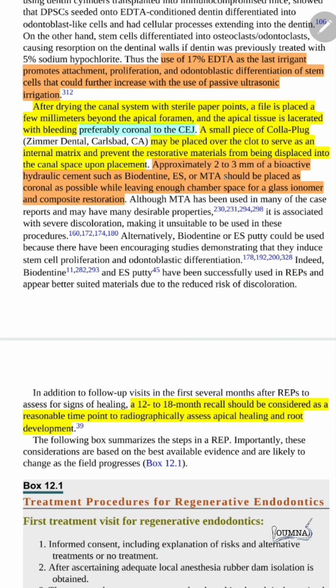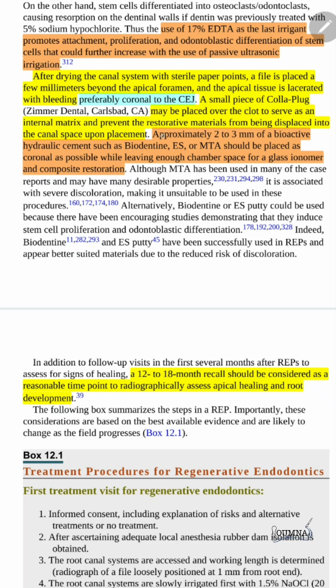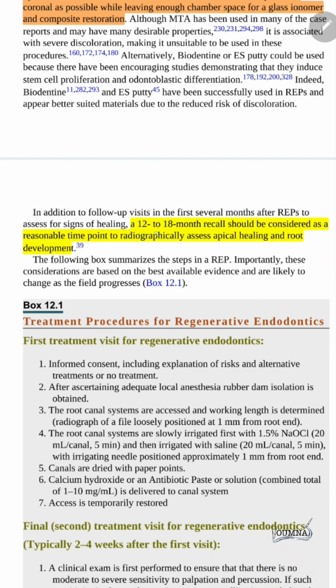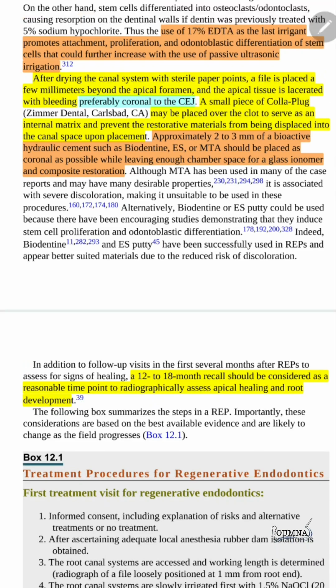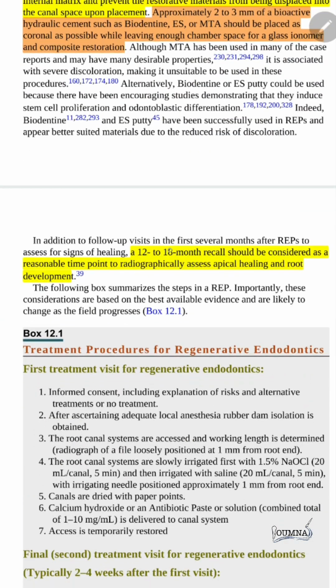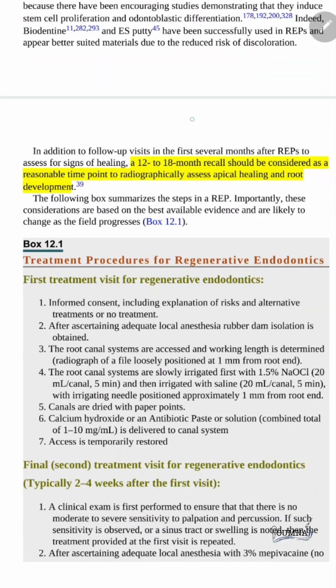The MTA is placed in a thickness of 2 to 3 millimeters, whether it is MTA or EndoSequence or the Biodentine. It should be placed as coronal as possible, leaving enough chamber space for a glass ionomer and composite restoration. The recall usually happens after 12 to 18 months after doing the bleeding step.